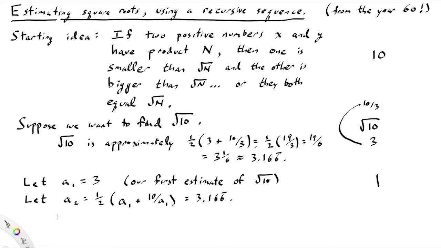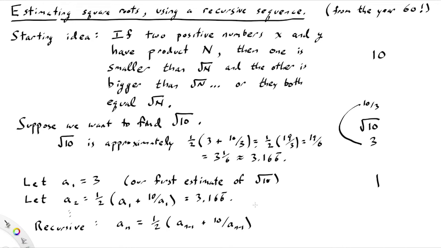And I can repeat this process, and the recursive definition is that A sub n will equal the average. So this is my nth estimate. It's the average of the previous estimate and 10 divided by the previous estimate. So I can keep on producing new estimates from old estimates using this recursive formula, and the results will be closer and closer to the square root of 10.